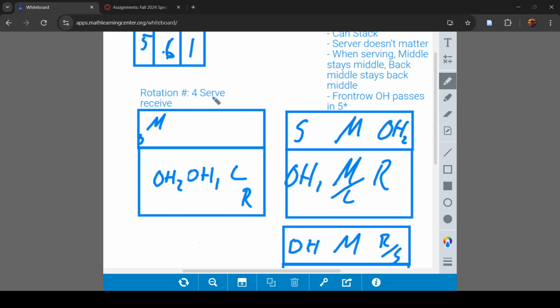This rotation, extra high pass, please. I beg you. Onegaishimasu. Extra high pass. Okay? So that's rotation 4.